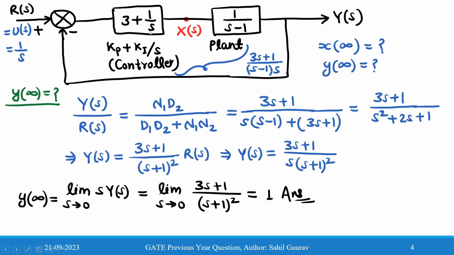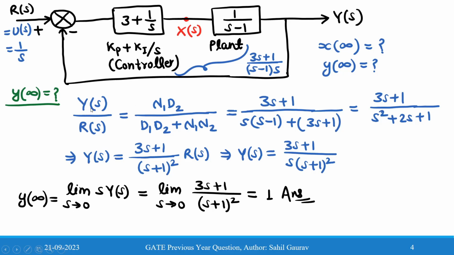So we have represented it like this, and if we aggregate the controller and plant, then we get (3s plus 1) divided by s into (s minus 1). Now we have to find the steady state output of the system and the controller. So we need to find x infinity and y infinity. Here we require the final value theorem. Before that, we also need to calculate the transfer function for the system.